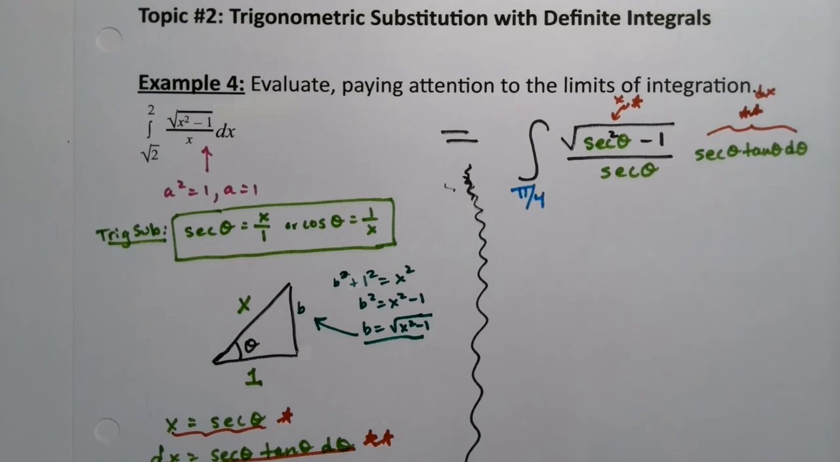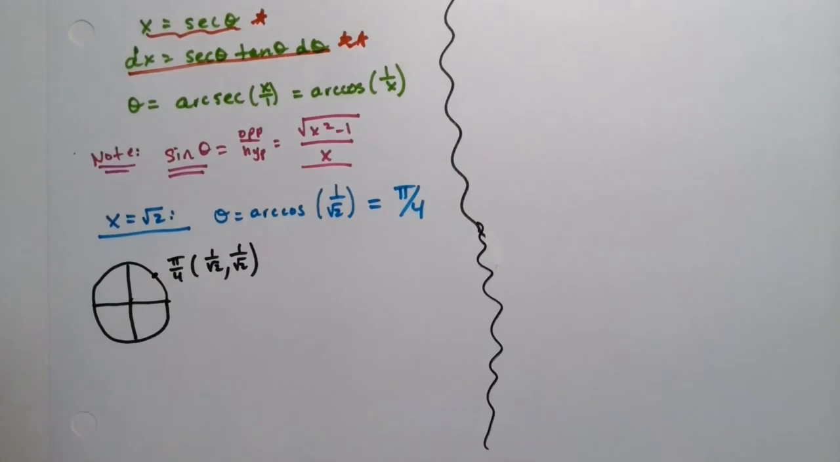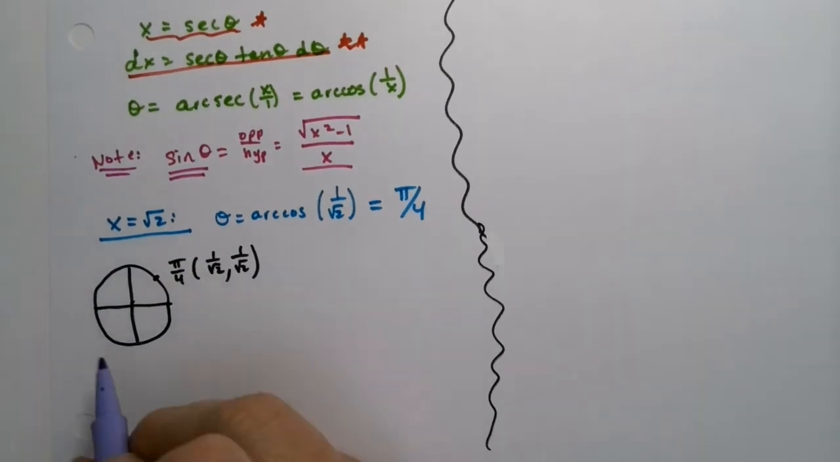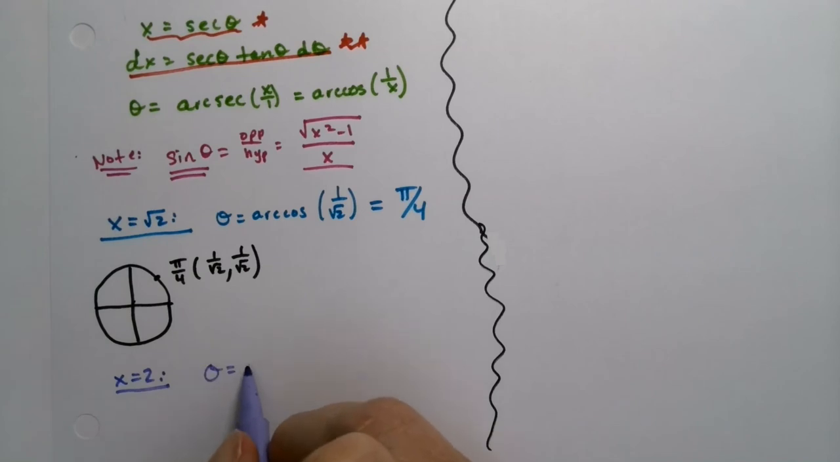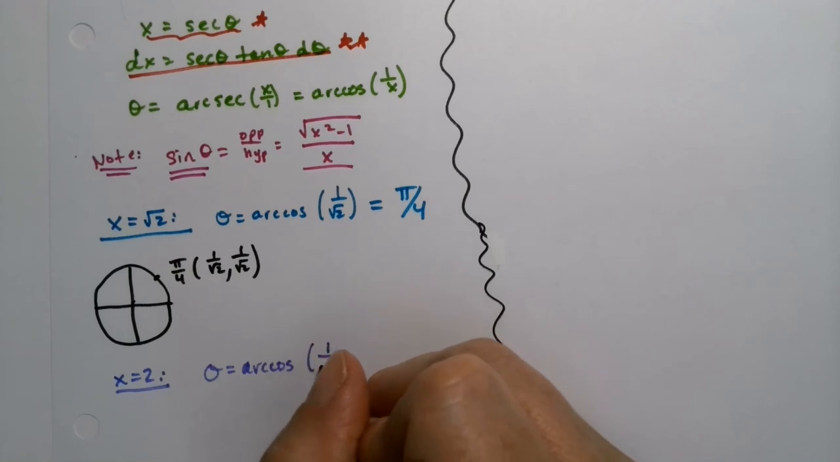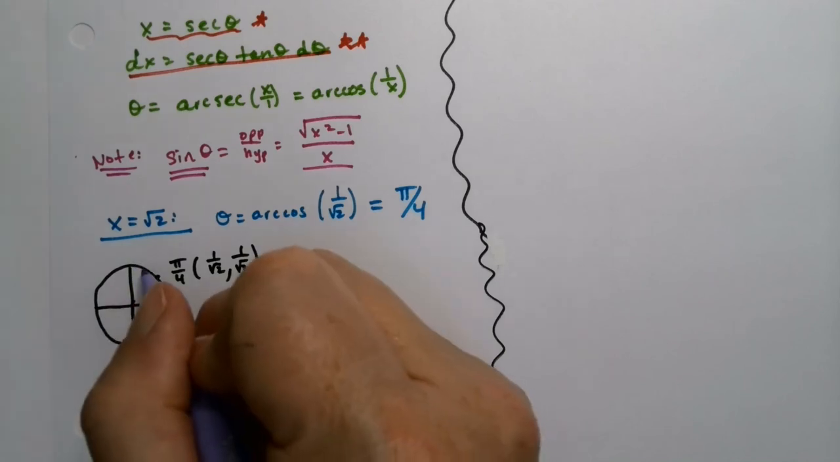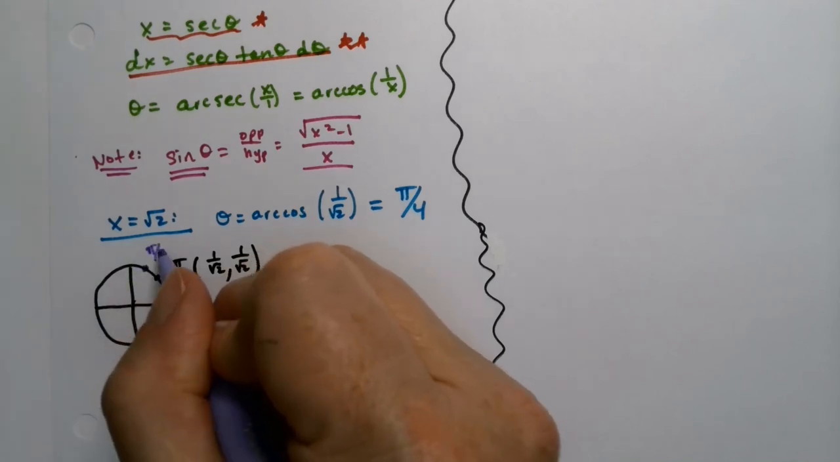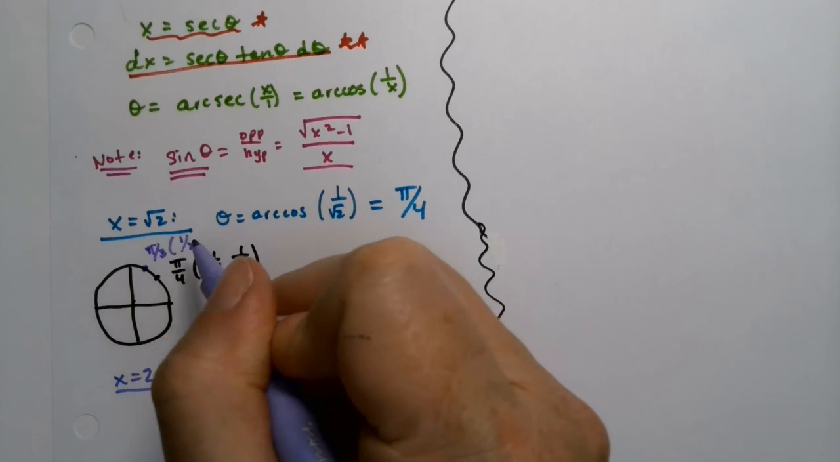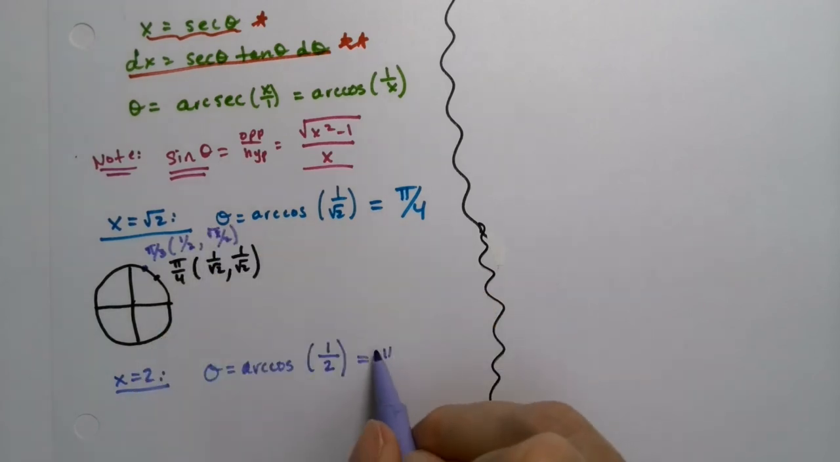Now my top number would be when x equals 2. So I'm going to need another one for that. So when x is equal to 2, theta is the arc cosine. You could also do arcsecant, but we don't memorize arcsecants. We memorize cosines when we learn the unit circle. So that'd be a half, and that would be this angle right here, because cosine of pi over 3 is a half, and then square root of 3 over 2. So this would be pi over 3.